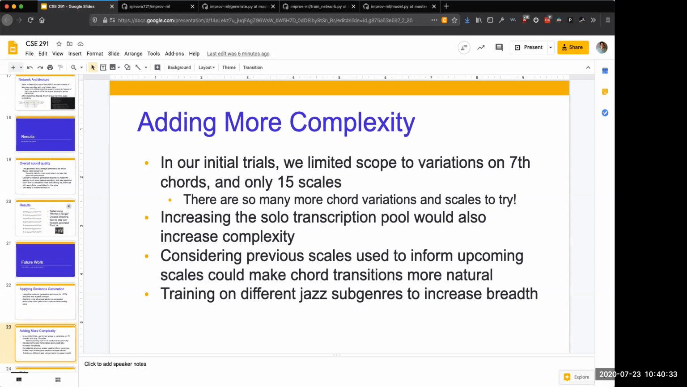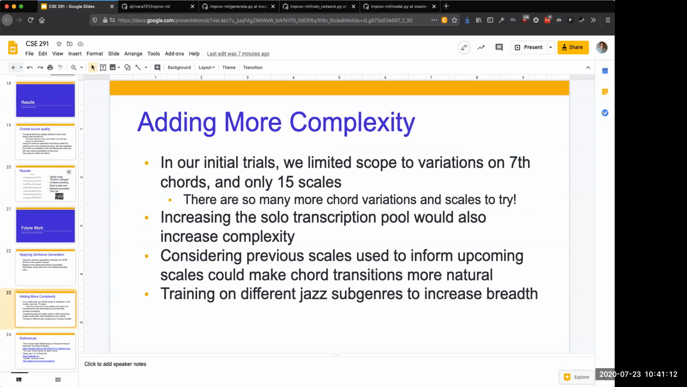We also want to just generally add more complexity. We limited the scope of the chord variations to essentially 7th chords, like major, minor, and dominant 7th chords. And we only had a total of 15 scales, and there are so many more. And so just increasing the amount of complexity in the music theory rules, increasing the solo transcription pool, increasing the amount of genres that we use, and the amount of musicians that we use for the training data as well. And then, yeah, that's pretty much it.